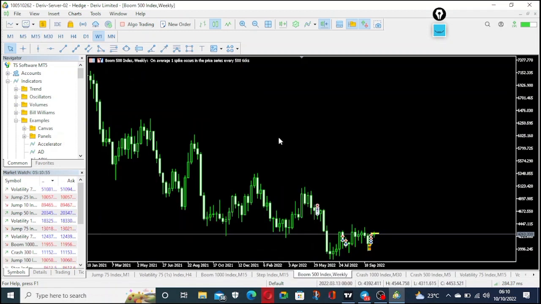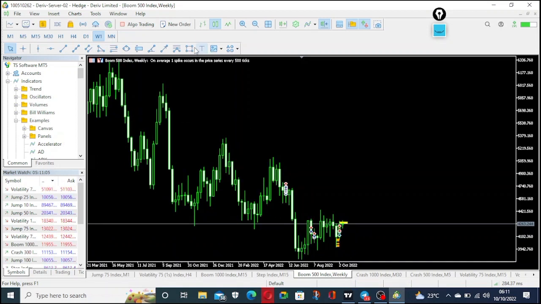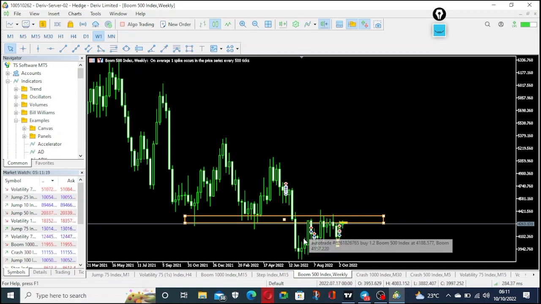So this is actually the Boom 500, guys, on the weekly time frame. We want to see what's actually happening. This has been a support level here, and price broke through it and went back to retest it. So why going back? It gave us this pattern here.